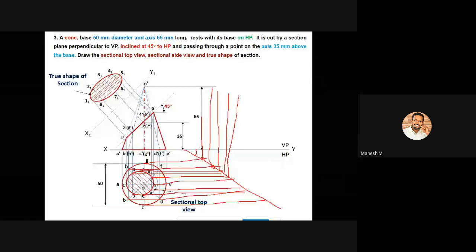Towards vertical. After doing that, you have to project the points from your front view towards this vertical line. Like this.